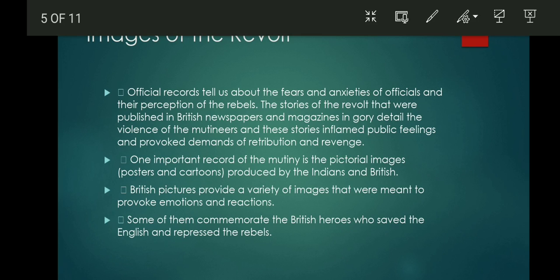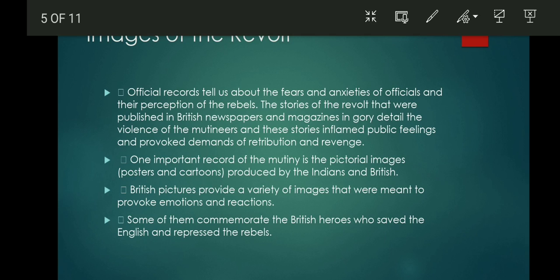Now we will talk about the images of the revolt. How were the images of the revolt according to different historians, authors, as well as painters? Official records tell us about the fear and anxieties of officials and their perception of the rebels. The stories of the revolt published in British newspapers and magazines detailed in glory the violence of the mutineers, and these stories inflamed public feelings and provoked demands of retribution and revenge.